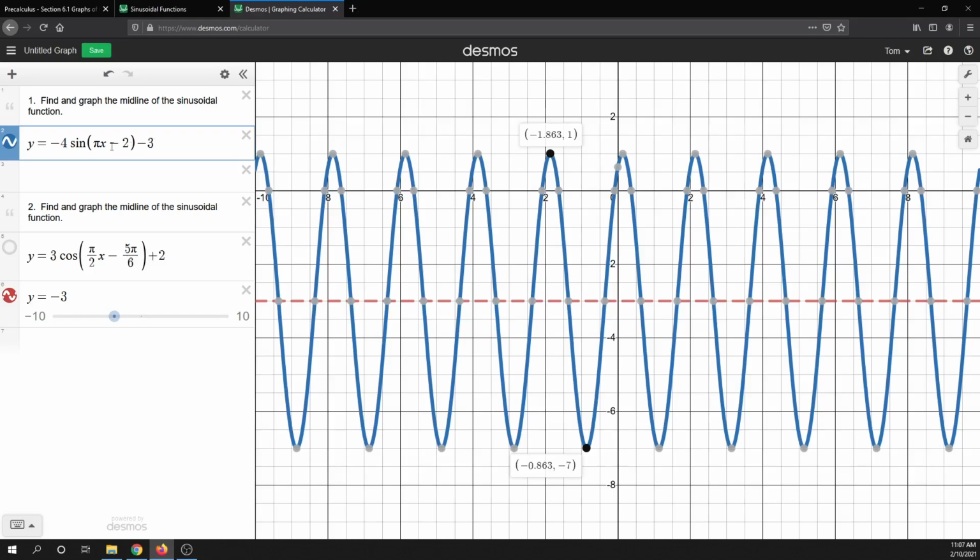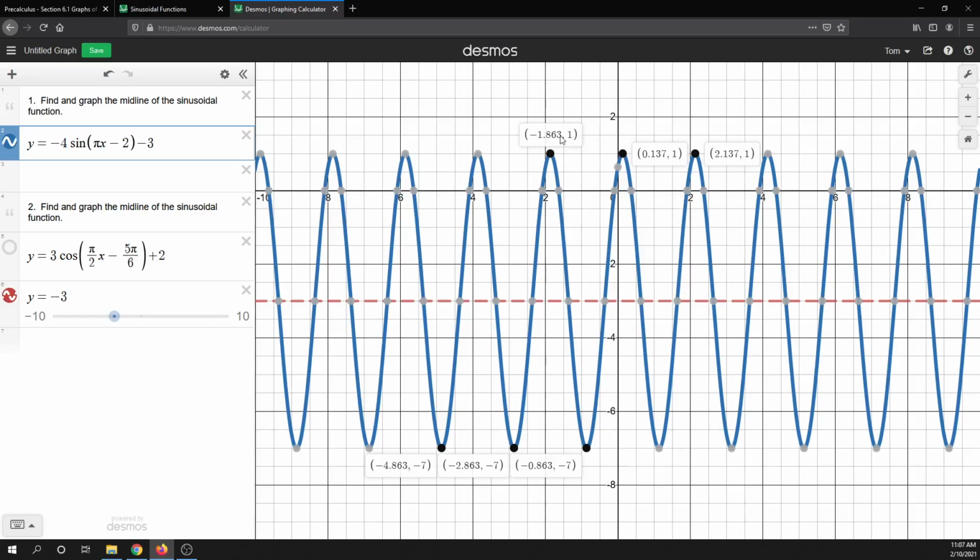Let's say you didn't have the formula, if they just gave you the graph, then how would you find where the midline is? Well, what you would do is look at the coordinates where the high points, the maximums, are. The maximums are all at 1. They all have a y coordinate of 1. And then look where the minimums are. They are all at a y coordinate of minus 7.